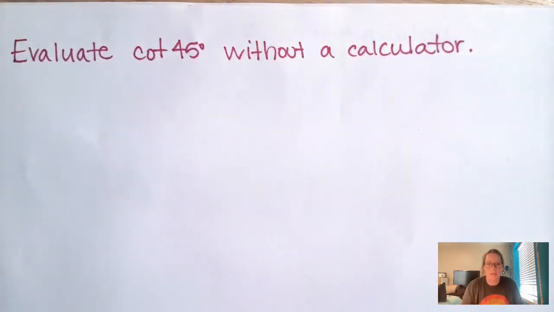Hello. All right. So evaluate cotangent 45 without a calculator. Without a calculator, how in the world would we do this? Well, let me teach you. Okay, so we want to do this with what I call the bow tie triangles.